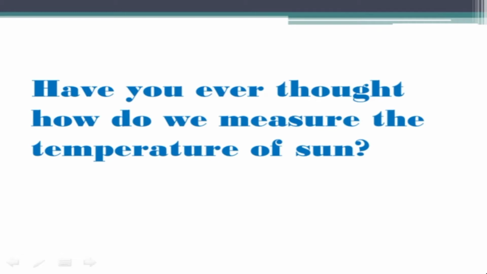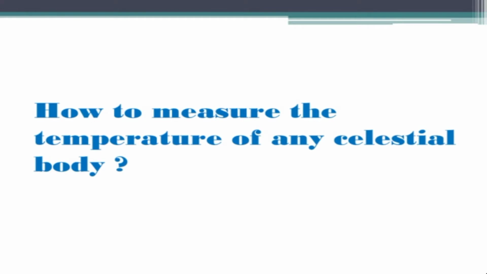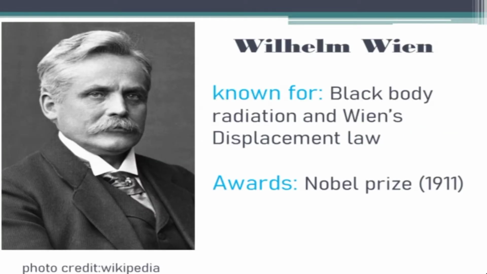Have you ever thought how we measure the temperature of the sun or of any celestial body or star? The answer to this question was given by Wien with his Wien's law, also called Wien's displacement law. It gives the relation between the temperature of a black body and the wavelength at which it emits the most light. It is named after the German physicist Wilhelm Wien, who received the Nobel Prize for Physics in 1911 for discovering the law.